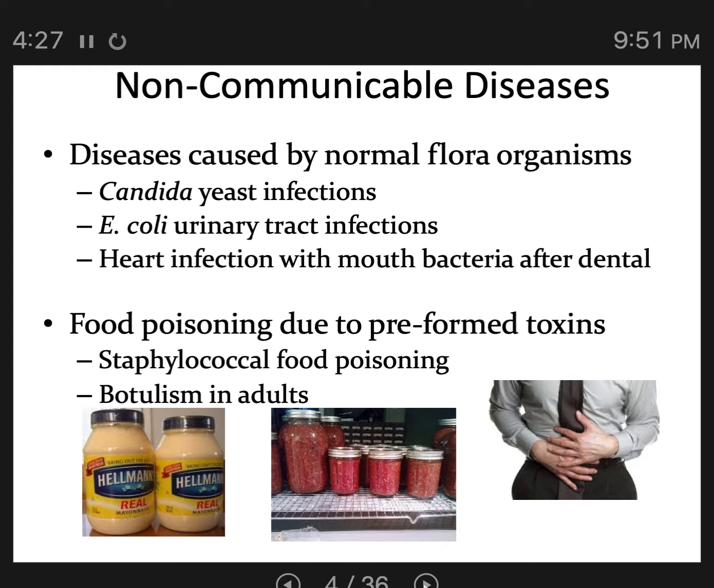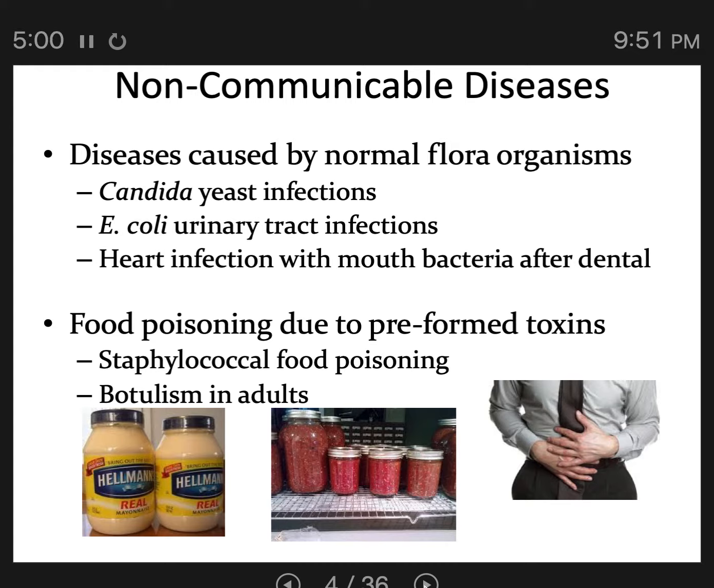So that brings us to non-communicable diseases. So non-communicable diseases are diseases that cannot be spread from one person to another. So in some cases, these are going to be diseases that are caused by normal flora organisms. So what I mean by that are common microbes found in everybody's microbiome. You can't transmit them to another person because the other person already has these microbes. So these are diseases from within.